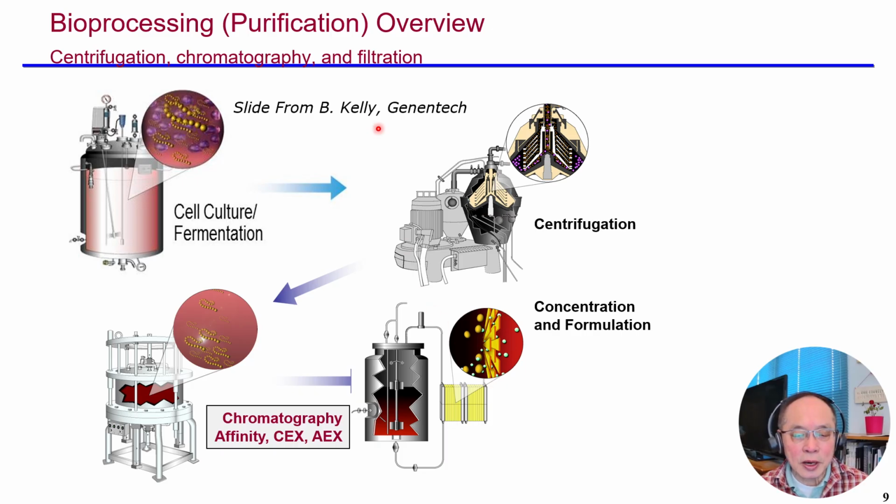This slide also comes from Brian Kelly of Genentech. The slide overviews the bioprocessing and purification process, starting from the centrifugation to remove cells and debris, collecting the supernatant containing the antibody, and isolating the antibody using affinity chromatography followed by ion exchange chromatography to isolate the purified monoclonal antibody. The final step is filtration to sterilize and to concentrate the antibody for formulation.